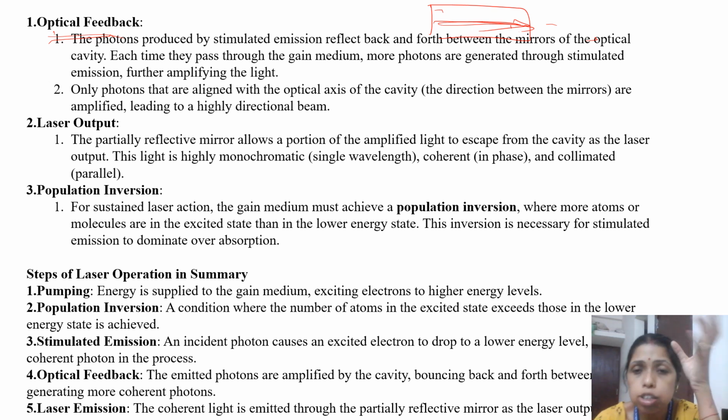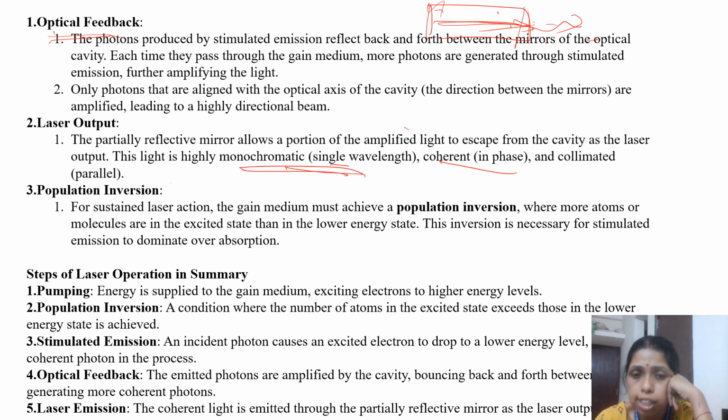There will be a reflective index on both sides, so the photon will try to match with the reflective index. Once it is matched for all the photons, then all the photons will come out at the same time, which will produce coherent, collimated, and highly monochromatic light. Monochromatic means a single wavelength. On the same wavelength, multiple photons will be produced, which will travel in the same phase. So this will be the laser output.